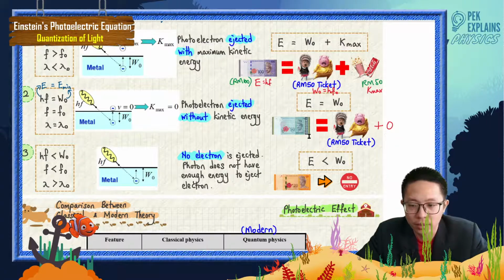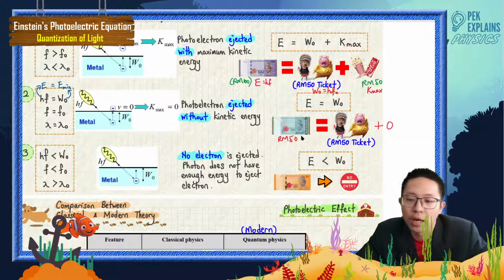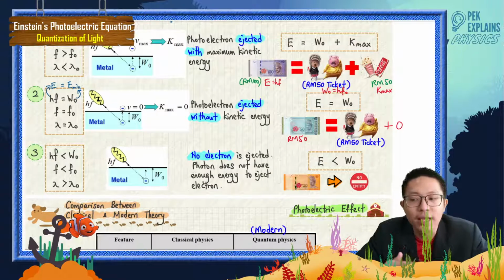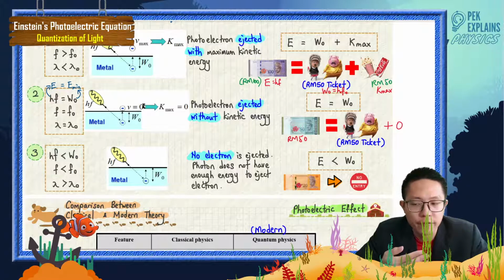You have 50 ringgit in cash. This is the 50 ringgit in cash, so just enough for you to pay the ticket. So you can enjoy the show, but you don't have any extra money left to buy any snack. Okay, so yes, the photon just has enough energy to overcome the minimum work function, or we can say the binding energy, but you don't have any remaining energy.